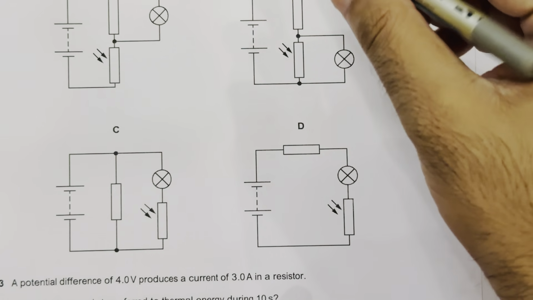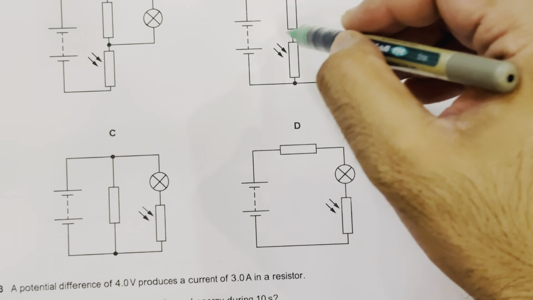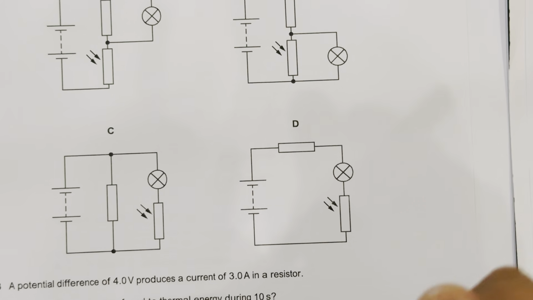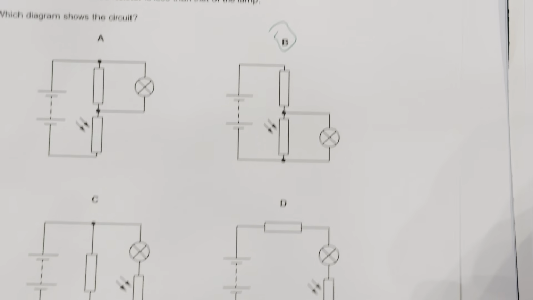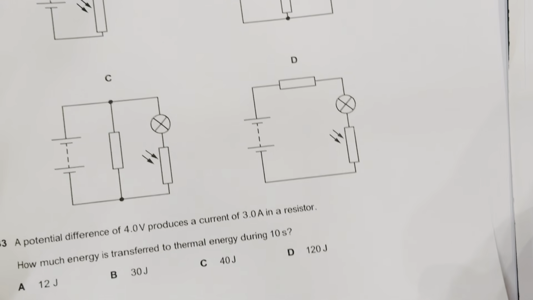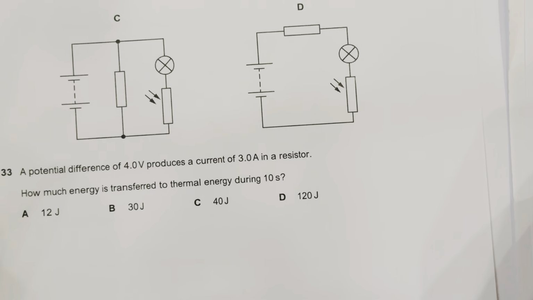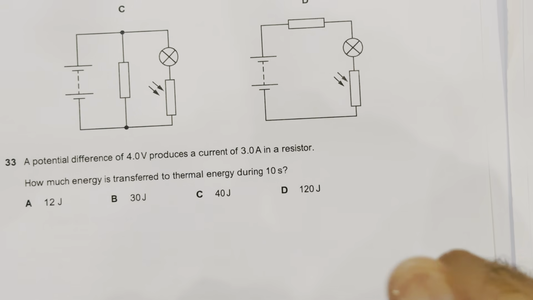And it would be B, because this LDR is connected to this, so that's why option number B is the right answer. Moving to question number 33. A potential difference of 4 volt produces a current of 3 ampere in a resistor. How much energy is used?